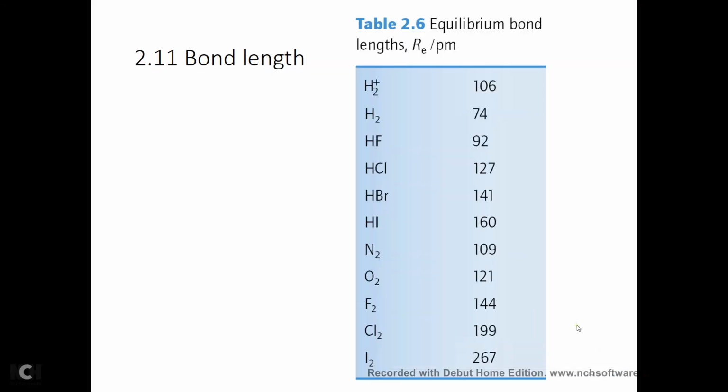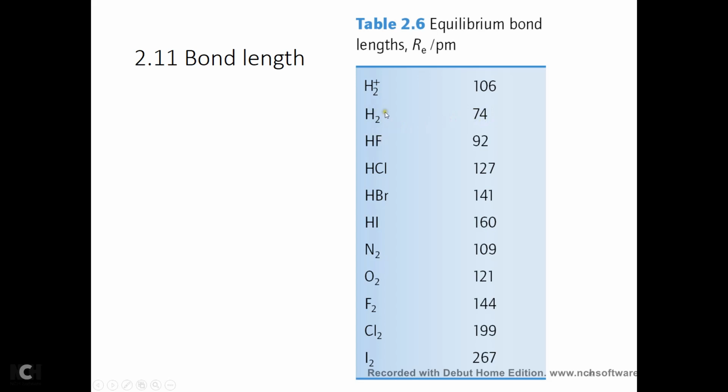Section 2.11, bond length. This table shows you some equilibrium bond lengths of diatomic molecules. Let's look at these two: H2 plus with a bond order of 0.5, and H2 with a bond order of 1. So this is a stronger bond, this is a weaker bond, and the stronger bond is shorter.